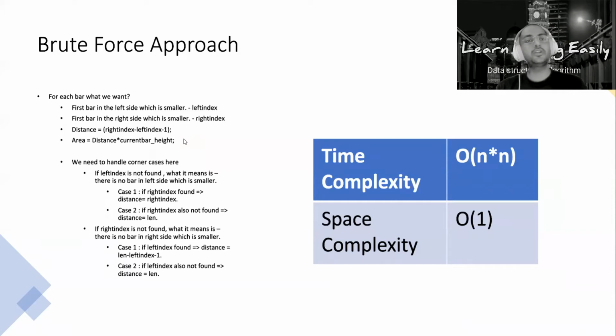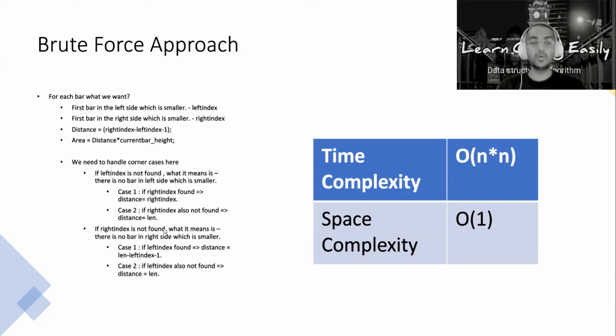Now there are some corner cases we need to handle. Let's say the left index is not found. What it means is there is no bar on the left side which is smaller than the current element. Now here there are two more cases. If the right index is found, simply the width will be nothing but the right index. If the right index is also not found, the width will be the length. It means all the elements on my left side and all the elements on my right side are greater than my current height. So I can form the rectangle with the full length array, right?